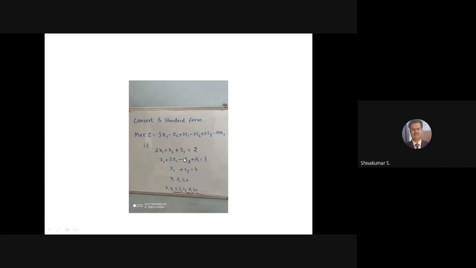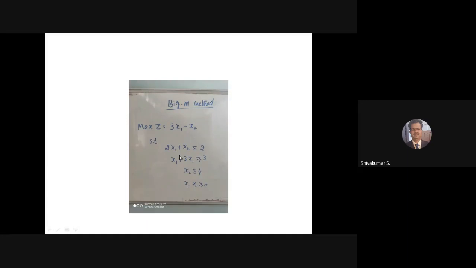I'll stop here. Anybody got a doubt on how to convert this into standard form? Tomorrow I'm going to take the problem once again. Anybody got a doubt on converting this inequality into equal sign?